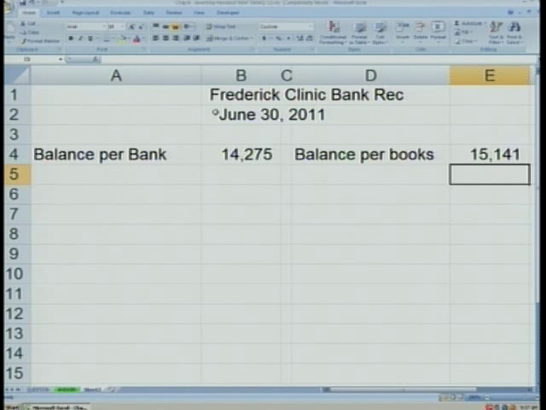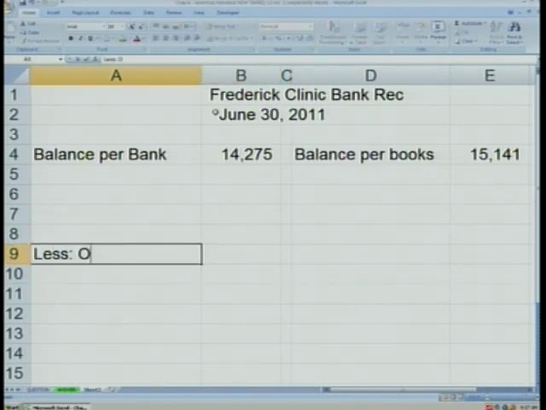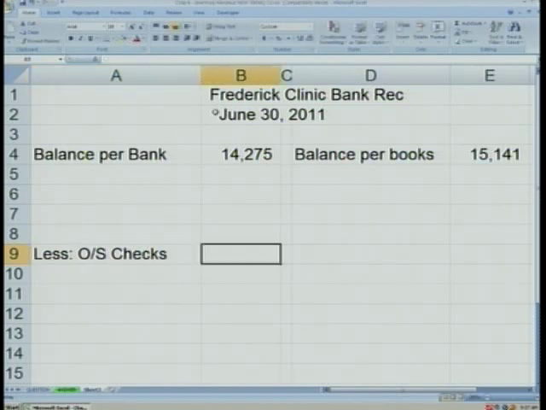For instance, outstanding checks as of June 30 total $2,500. Well, we know about those, right? But the bank doesn't know about those. Okay? So let's say less outstanding checks. Correct? I'm going to put minus $2,500. Okay? Let's go to the next one.